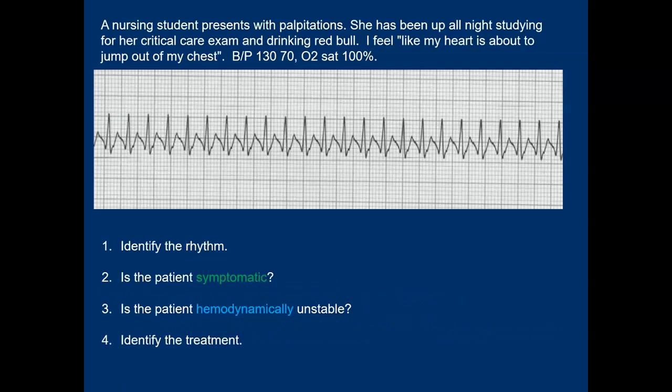Next scenario, we've got a nursing student who presents with palpitations. She's been up all night studying for her critical care exam and drinking Red Bull. Maybe you can relate. I feel like my heart is about to jump out of my chest. Blood pressure 130/70. Oxygen saturation is 100%. Again, pause the recording and answer 1, 2, 3, and 4.